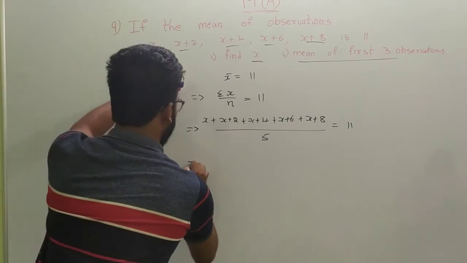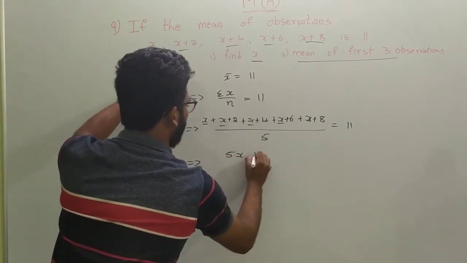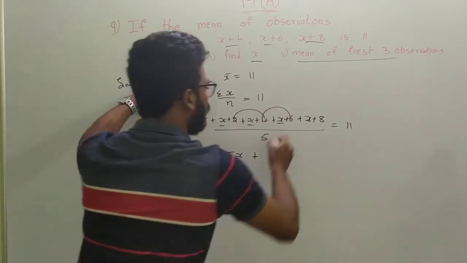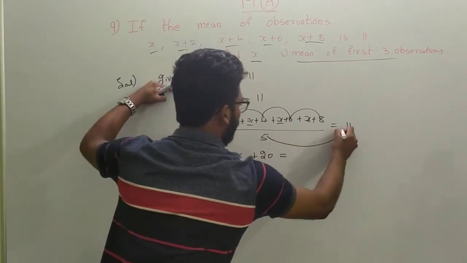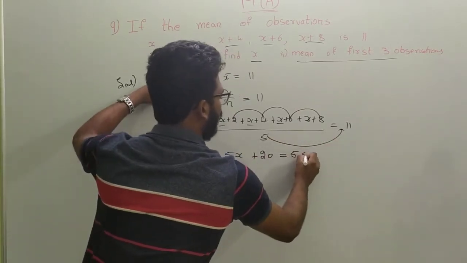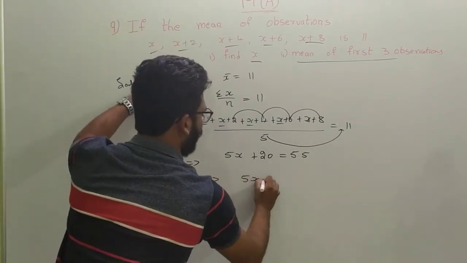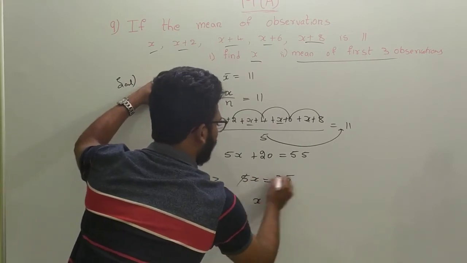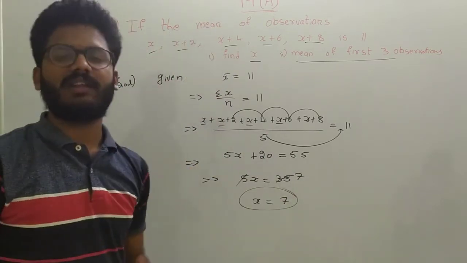Okay. So what will this become? 1, 2, 3, 4, 5x. x plus x plus x, 5x, plus 2 plus 4, 6. 6 plus 6, 12. 12 plus 8 is 20. 5x plus 20 is equal to 11 fives, 55. Clear? Now 5x is equal to 55 minus 20, it will become 35. So x will be equal to 7. Okay. Now we found the value of x.